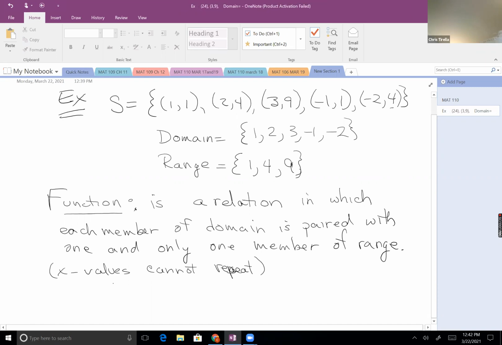And so if I look up at S, when X is positive 1, it's only paired with positive 1. When X is positive 2, it's only paired with positive 4. When X is positive 3, it's only paired with 9. Negative 1 has only one partner. Negative 2 has only one partner. So in the example above, is S a function? And the answer would be yes. Each X value appears only once.